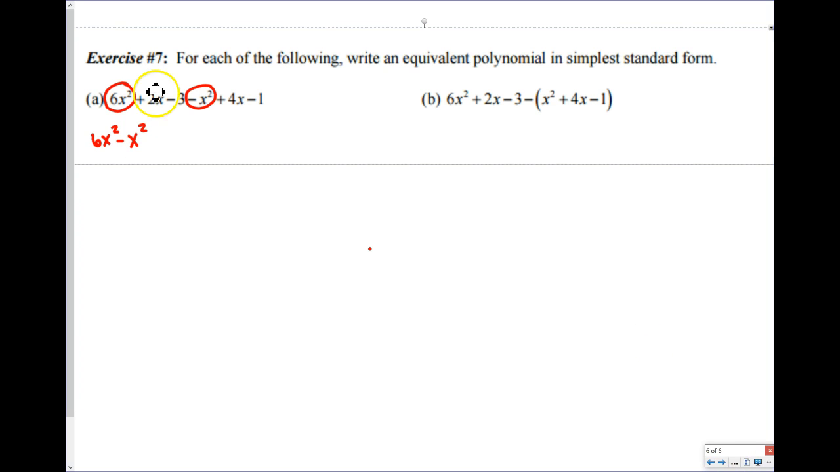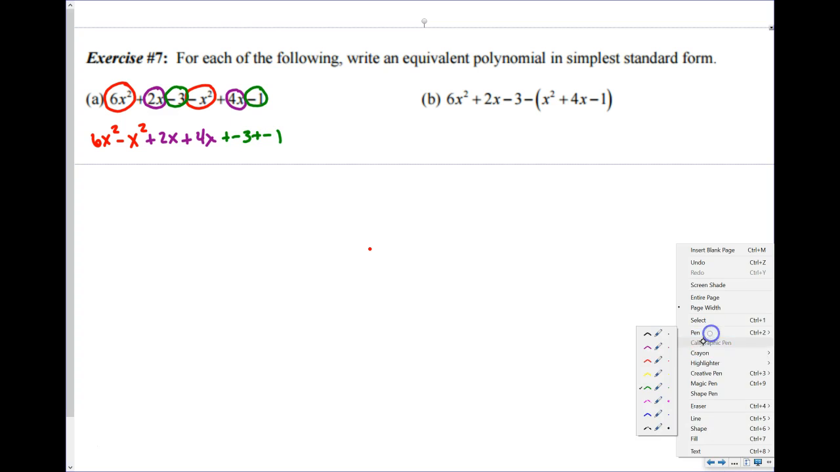Now, can find my x terms. Now I have a 2x and a 4x. So I'm going to have plus 2x plus 4x. And then I'm going to write my constants. Negative 3 minus 1. So I'm going to have plus negative 3 plus negative 1. Okay? Now I combine it all together.